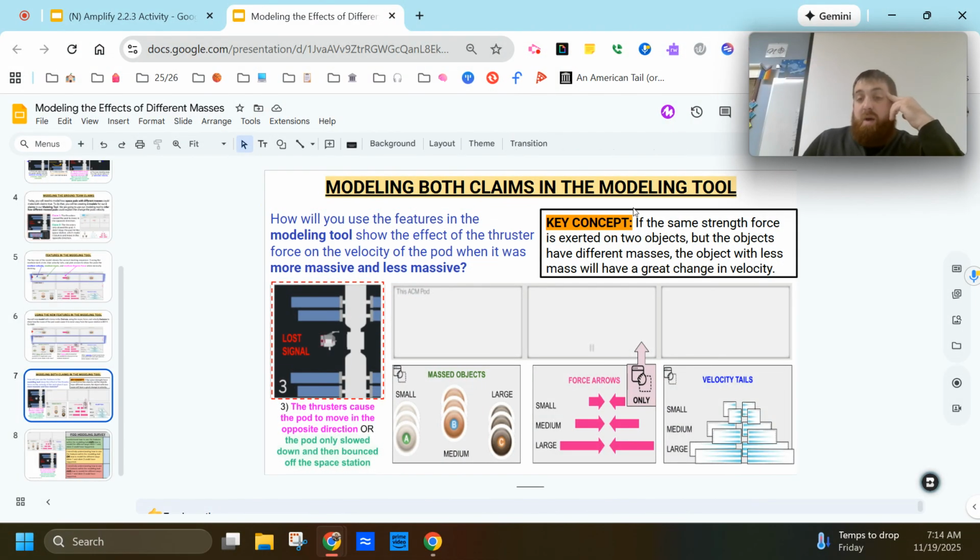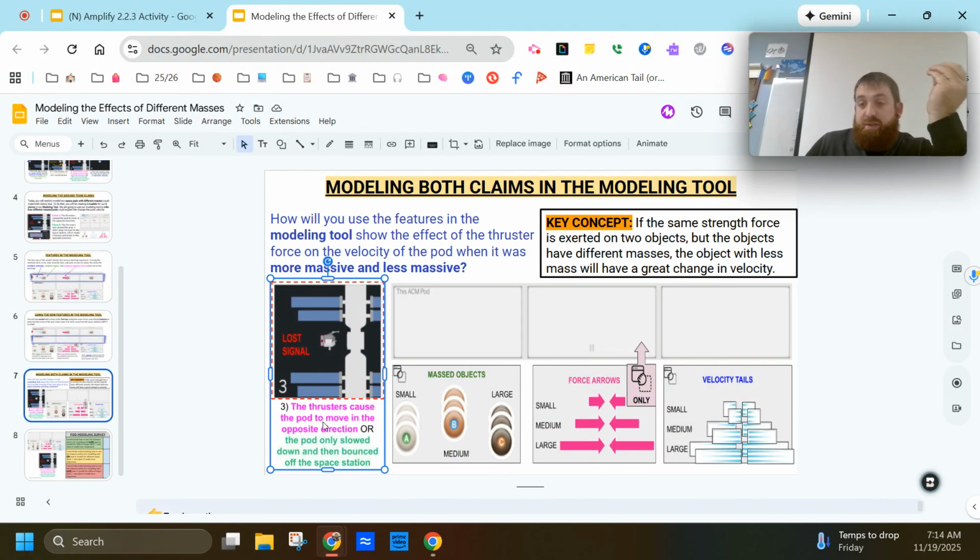Thinking about our key concept, if the same strength force is exerted on two objects, but the objects have different masses, the object with less mass will have a greater velocity change. So thinking about the different masses of our pod, thinking about our key concept, your job will be to model the first claim in pink, thrusters cause the pod to move in opposite direction, or the second one, the pod was only slowed by the thrusters. It kept going and then later bounced off the station.